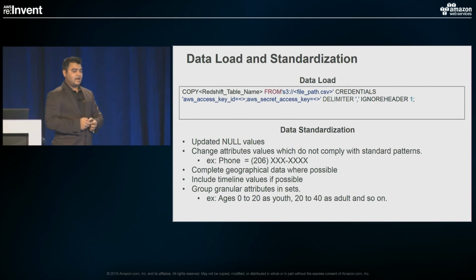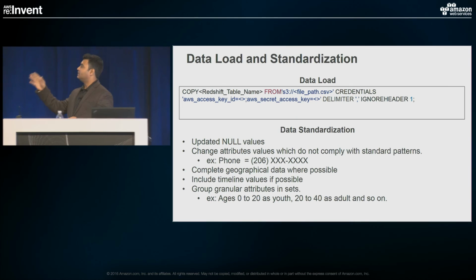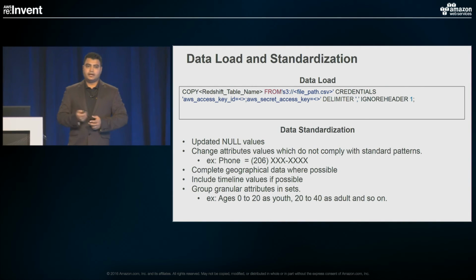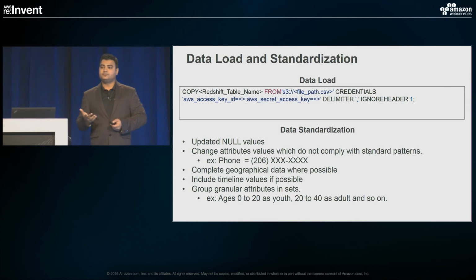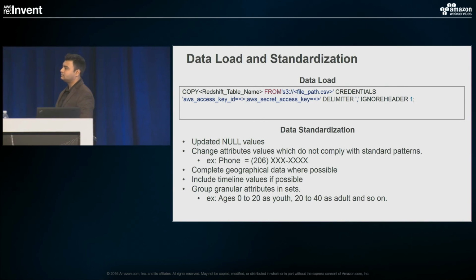You also have certain attributes that display a certain pattern. For example, phone numbers, you know that it's going to be in a certain pattern. And if you don't see those patterns in your data set, you might as well go ahead and update it. Geographical data is also a great example. So let's say you have the city information, you can go ahead and update the country, county, continent, etc.